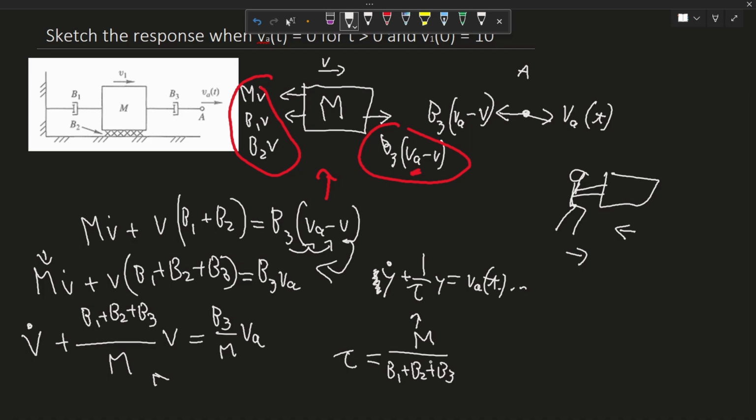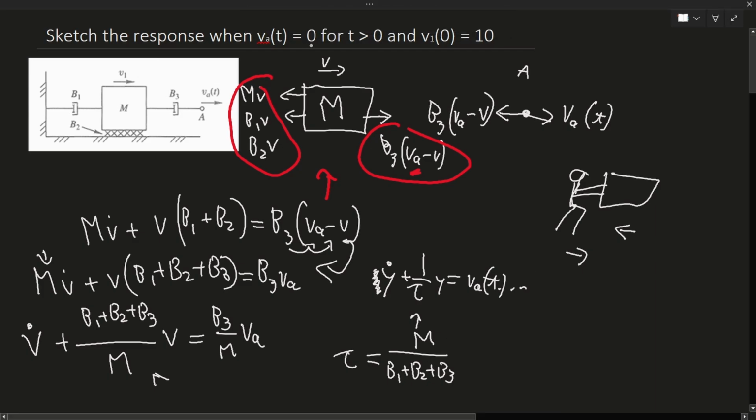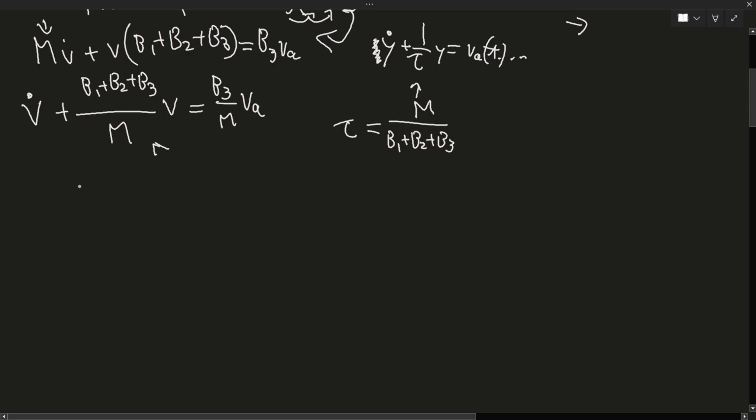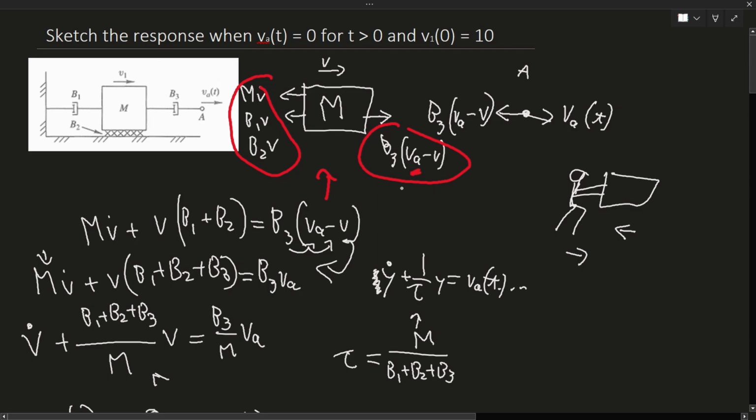Next, now we could move on to whatever is asked over here. Okay? I'm just going to move down a little bit. So it said that the input is 0 and the initial velocity is 10, right? That's what it's saying. Yeah, there you go.